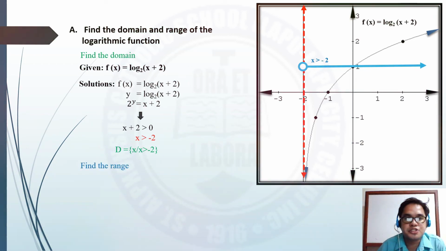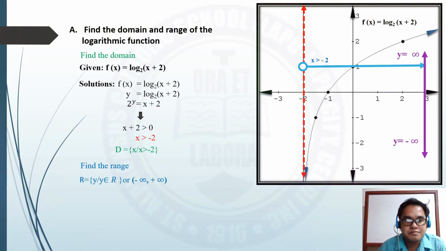To find the range, as shown in the graph, y values are all real because the graph can be extended upward and downwards. So y goes to positive infinity and negative infinity. Therefore, the range is the set of y values such that y is an element of all real numbers.